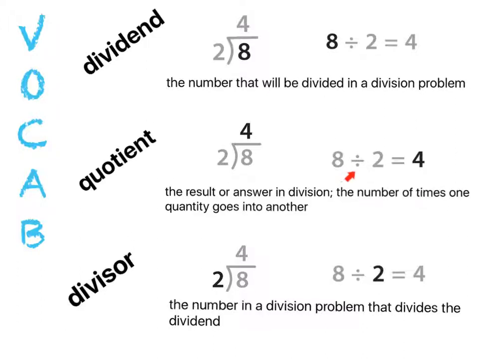So if we look back at the same division problem of 8 divided by 2 equals 4, the 4 is the result of how many times 2 can go into 8. Now a divisor is defined as the number in a division problem that divides the dividend. So back at the original problem again, 8 divided by 2 equals 4. We know that 8 is the dividend because that's the number that's going to be divided. And the divisor is going to be 2 because we want to know how many times 2 can go into 8.